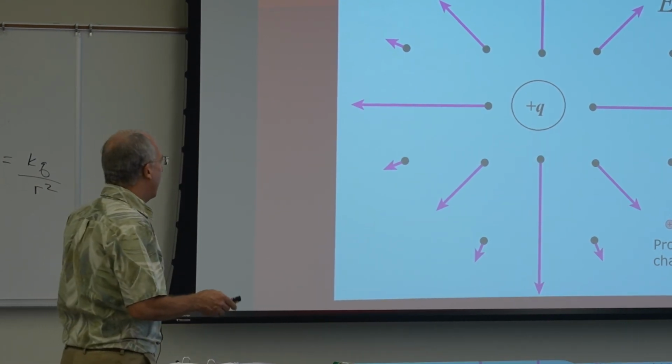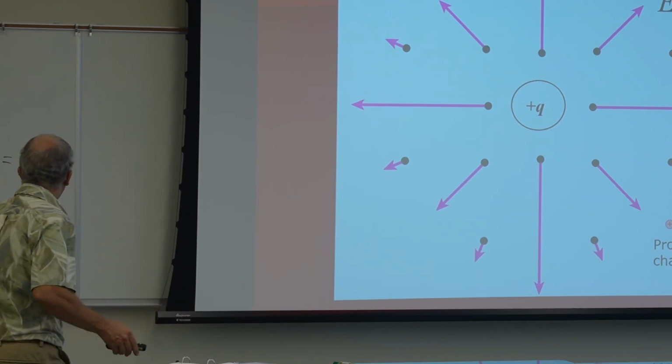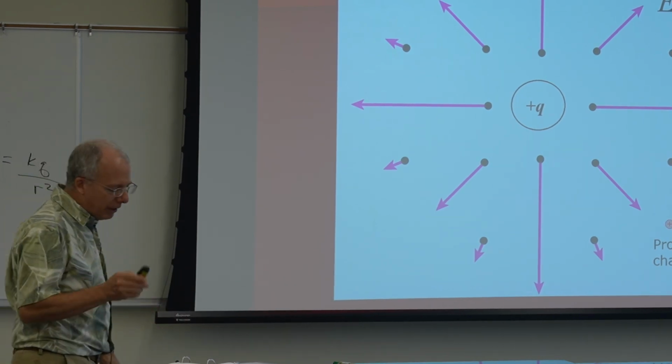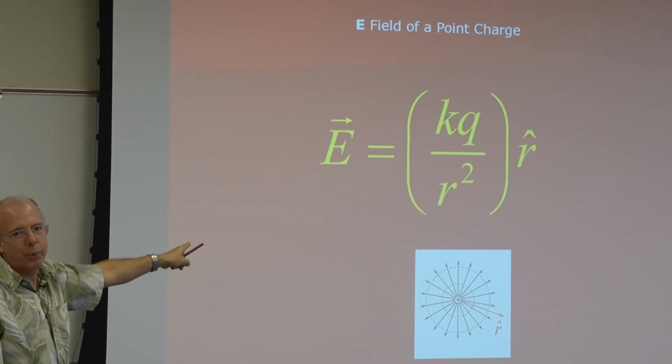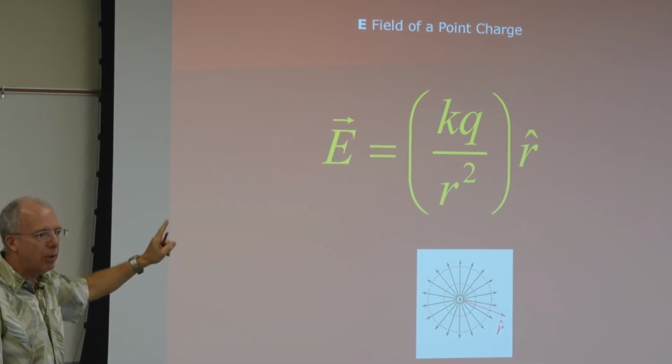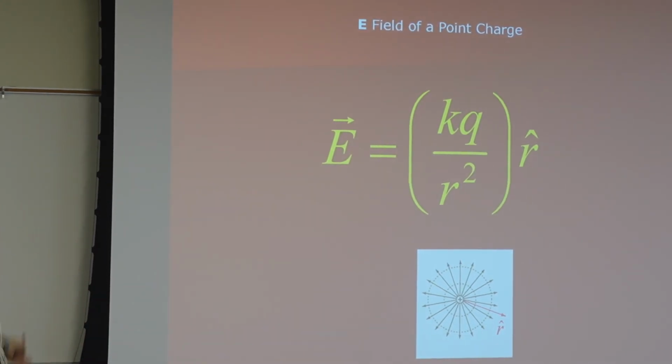Now we're going to do it just a little bit differently. There's our equation, you want to memorize that. Even if you don't want to, you will, because we're going to use it all the time, but you really want to memorize it. Just KQ over R squared. KQ over R squared, all right? KQ over R squared.